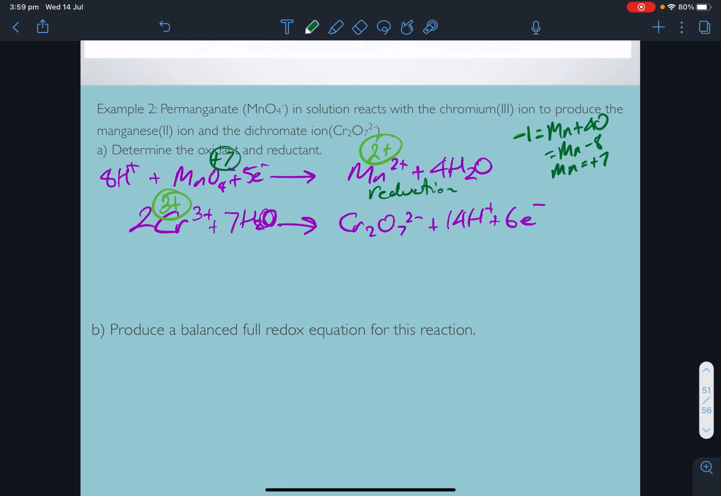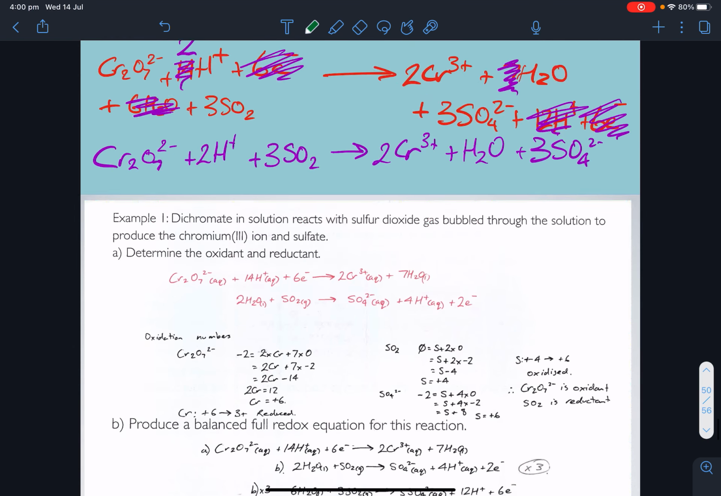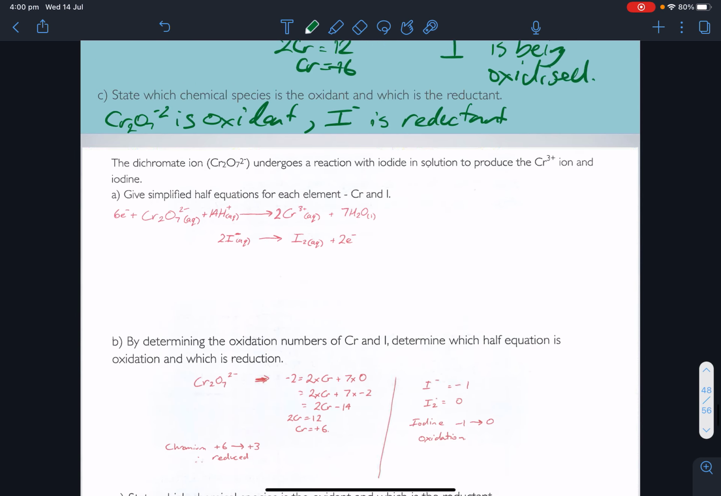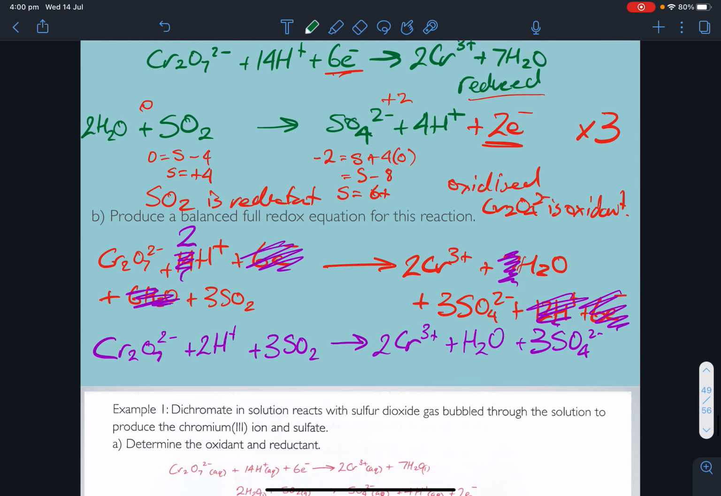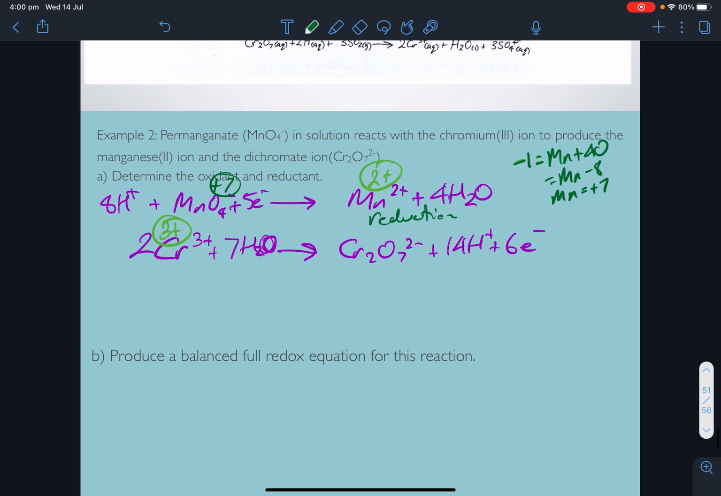Let's just check this one. So you're starting at 3 plus, and the dichromate, we've done that earlier, it goes to 6 plus, doesn't it? Yeah, there we go. So we've got an oxidation. So we have got a redox reaction. So chromium is oxidizing, so it must be the reductant. And the permanganate is reducing, so it must be the oxidant.